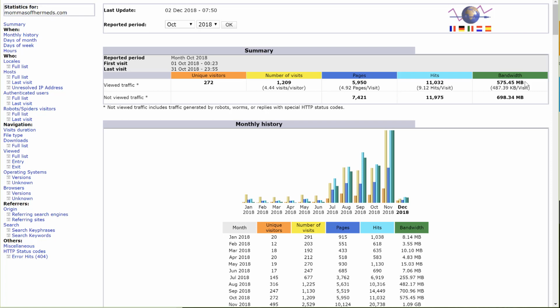So that month, I've used 575 megabytes of bandwidth, for a total of about 500 kilobytes a visit. So that really means nothing to you. What you're looking at is unique visitors, number of times they came, how many pages, and so on. The number of hits means, just like I said, how many assets the person viewed.